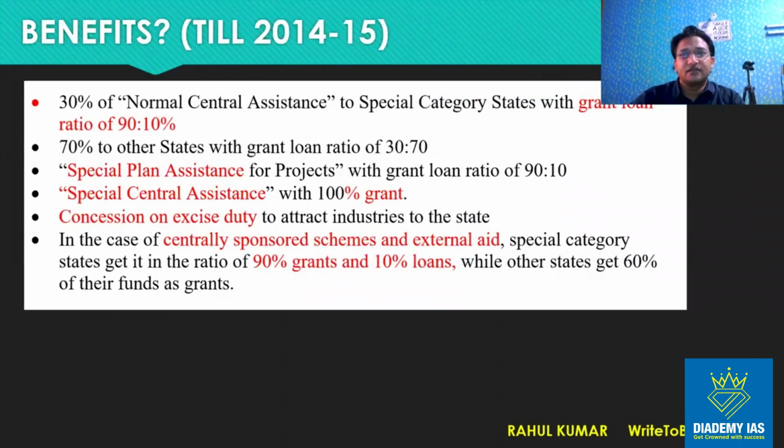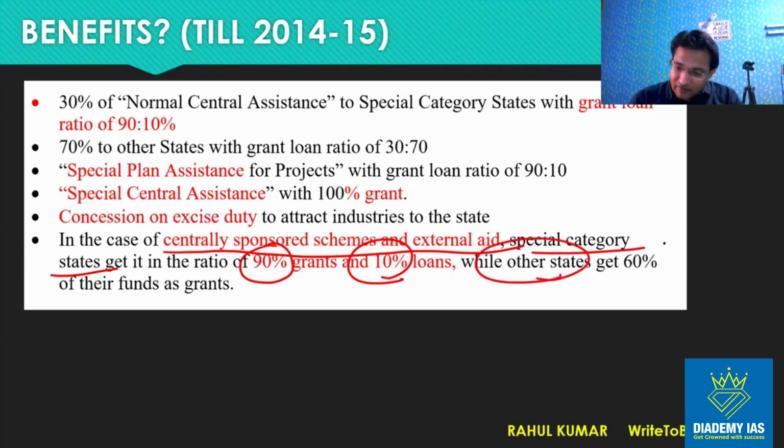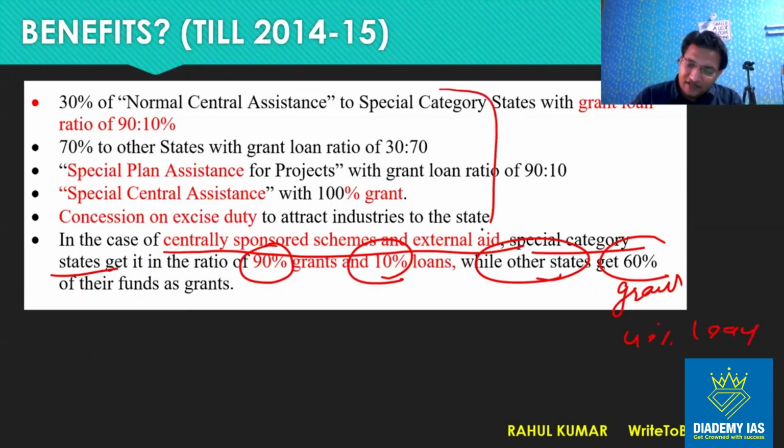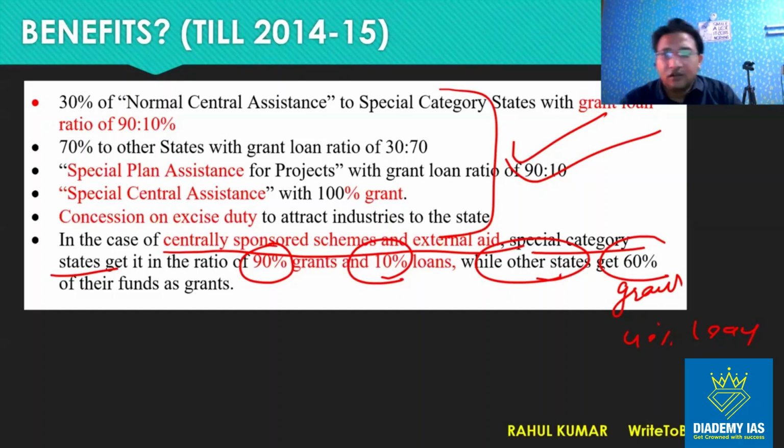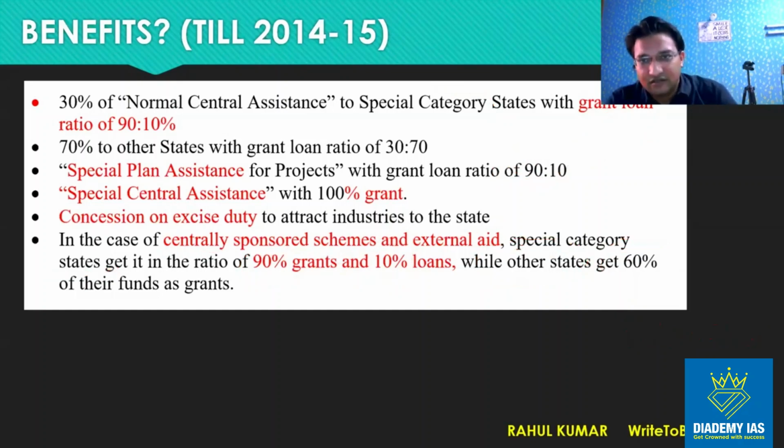What are the benefits? The benefit is, you can see that in the case of centrally sponsored schemes and external aid, the special category states will get 90% grant and 10% loan, and other states will get 60% grant and 40% loan, right? And there were various other benefits which were available.